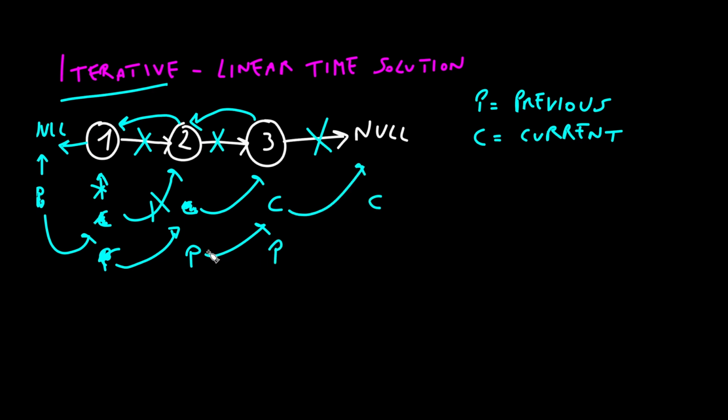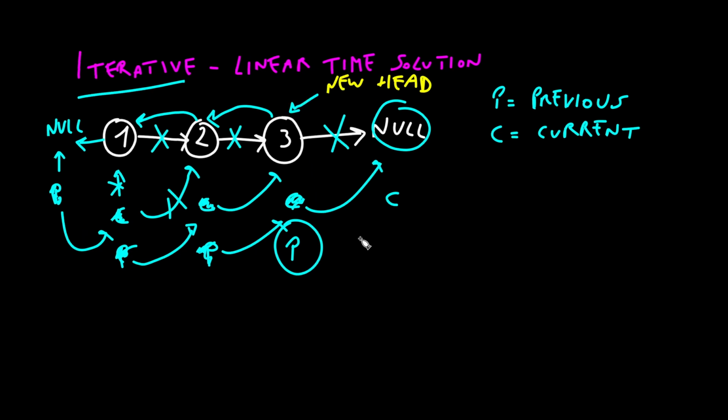This is how P and C are going to look like once we have gone through the whole list. And now current is pointing to null. We want to return the head. This is going to be our previous pointer, P. This is going to be the new head. As you can see, it's quite straightforward.